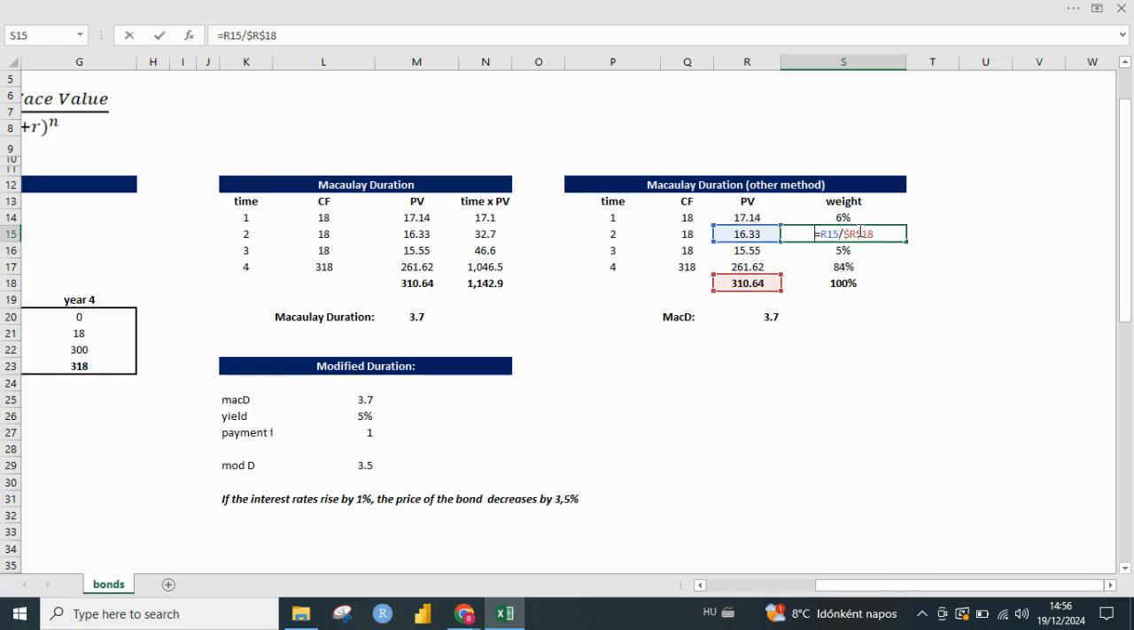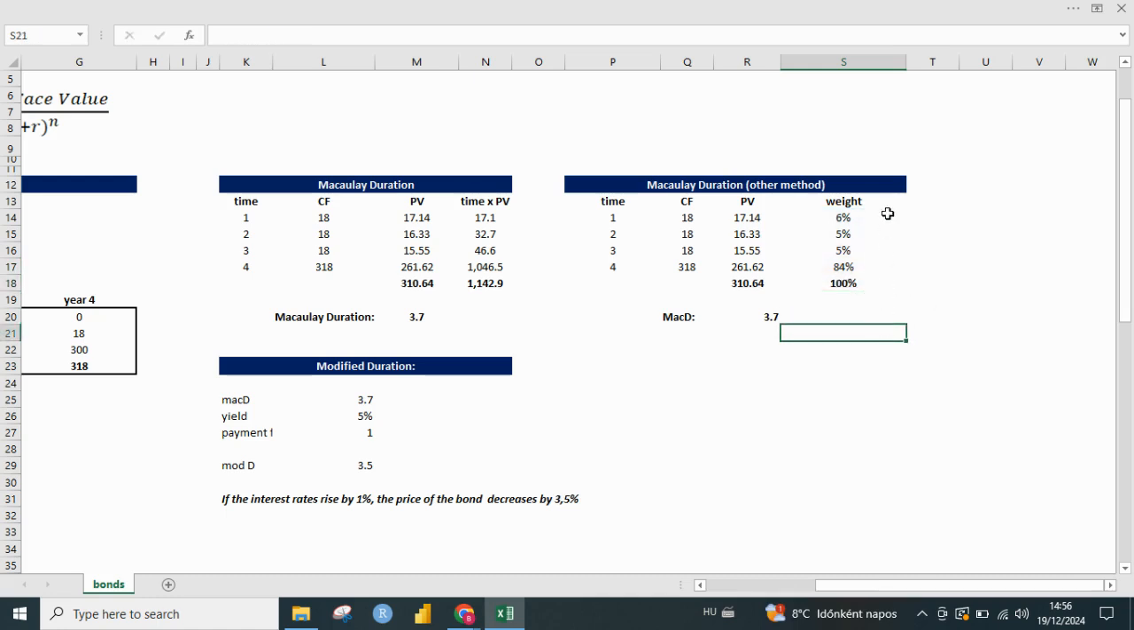Then we go further. Here the 1633 is divided by 310. Then we get a lower value, so it has a lower weight. And then also we have a 15 divided by 310. Then it's also a lower rate, and obviously the fourth or the latest year is basically the highest because the face value or the capital payment happens in that year. And obviously, if we add up these four, we get 100%.